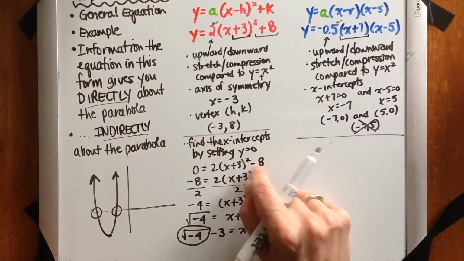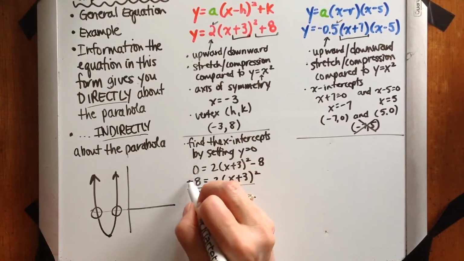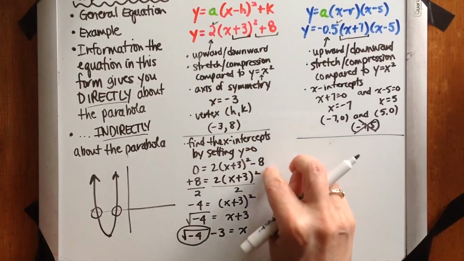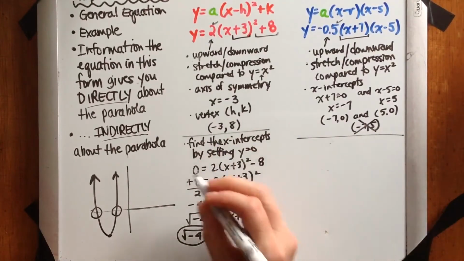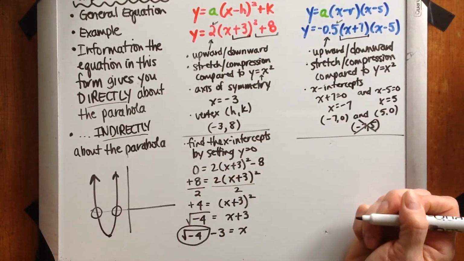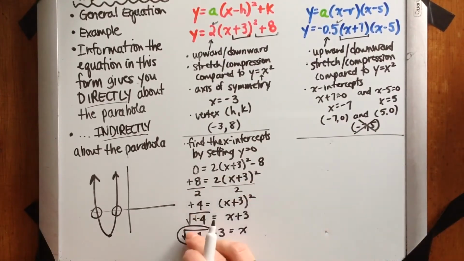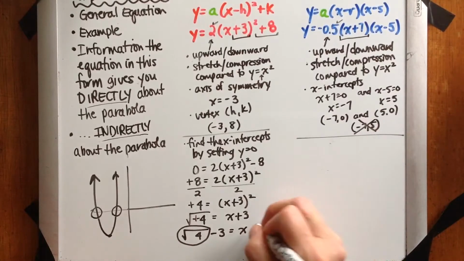If this were changed to a negative 8, this would end up being changed to a positive 8 when I add 8 to both sides to get rid of it on the right. That would make this a positive 4. And we can do the square root of 4. Now from here you might go, well, how am I going to get 2 answers for this? Well, let's remember that the square root of 4 has 2 possible values.